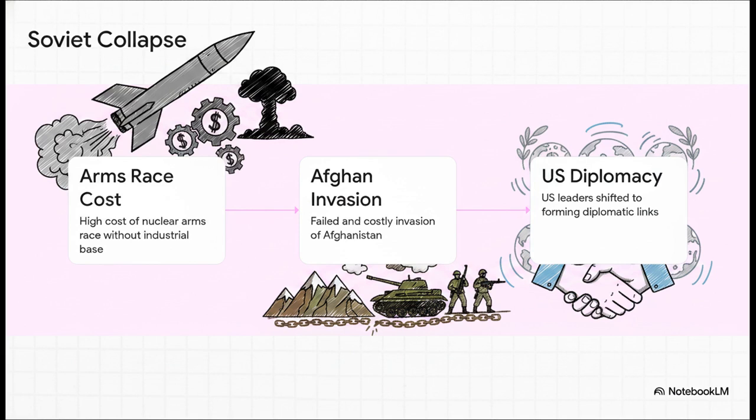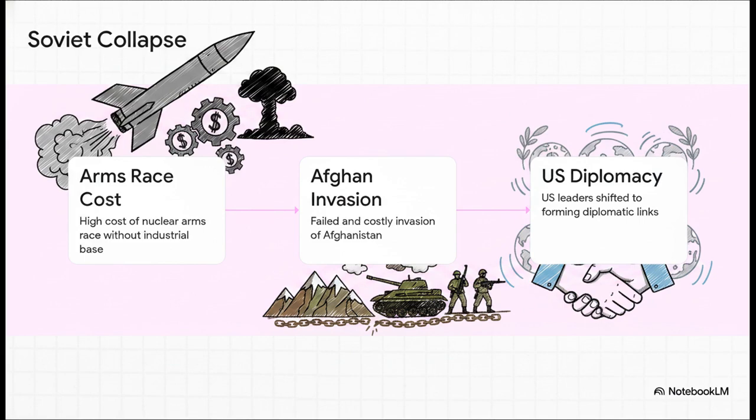First, look at the Soviet Union's domestic situation. They faced the unimaginably high cost of trying to engage in a nuclear arms race without having the industrial base to actually support it. It just began to severely wear the country down. Second, there was the failed invasion of Afghanistan, which proved to be both highly costly and, frankly, politically embarrassing. And third, on the US side, political leaders gradually shifted their strategy. Instead of simply trying to contain Soviet influence, American leadership became more interested in actively forming diplomatic links with the Soviet Union.